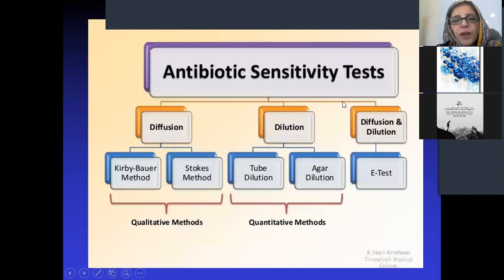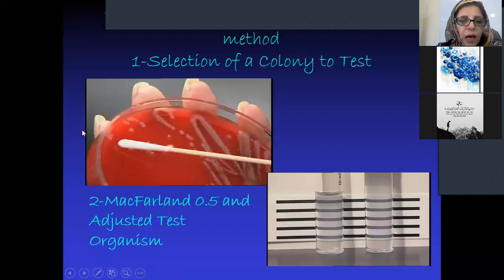Now, there are different types of antibiotic sensitivity tests, some of them are diffusion based. Diffusion means that we are using a solid medium and the drug is diffusing through that medium to give us a result. Dilution means that we are preparing the dilution of the drug and we are adding the bacteria to it and seeing whether the bacteria are going to be killed off or not. And then we have a combination of the two. Just a brief idea about these.